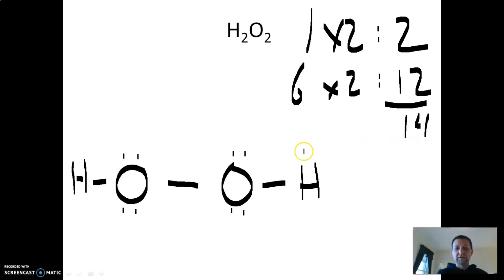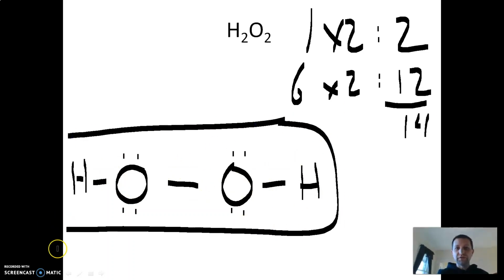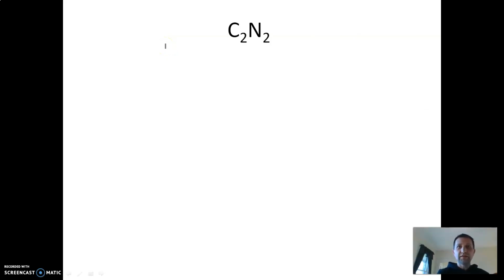I need 14 electrons total. Each hydrogen only wants 2. It's satisfied through that bond. So I have 2, 4, 6, 8, 10, 12, 14. So I am done. All right, H2O2 is hydrogen peroxide, which I've done some demos with earlier. Okay, moving on. This one's in your notes.